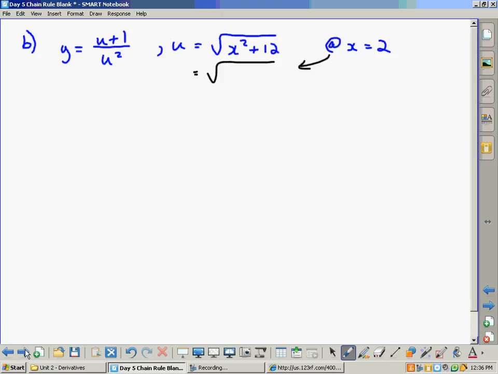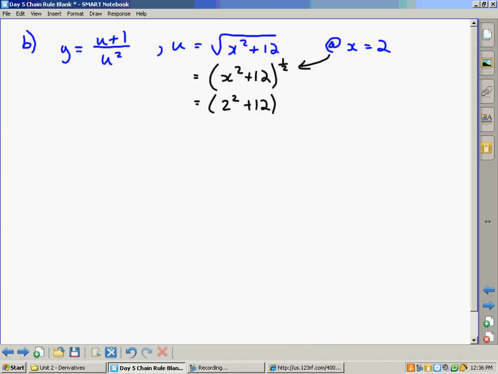And actually, since I've got a root sign here, we know one of the strategies that we've discovered in the last couple of days is to change these to x squared plus 12 to the 1/2. Because we know how to differentiate exponents to the 1/2, but we really don't have a rule for root signs. So we're just going to change that. Now we'll substitute that 2. So 2 squared is 4, plus 12 is 16, to the 1/2, which is the same as the square root of 16, which is 4. So that's going to be helpful to know that u is 4 and x is 2. We can sub that in when we get to that stage.